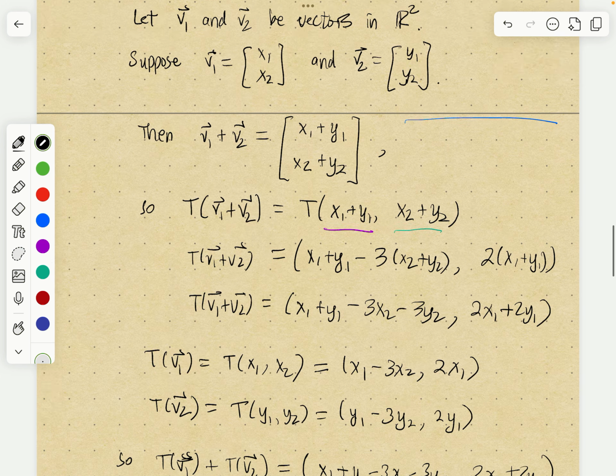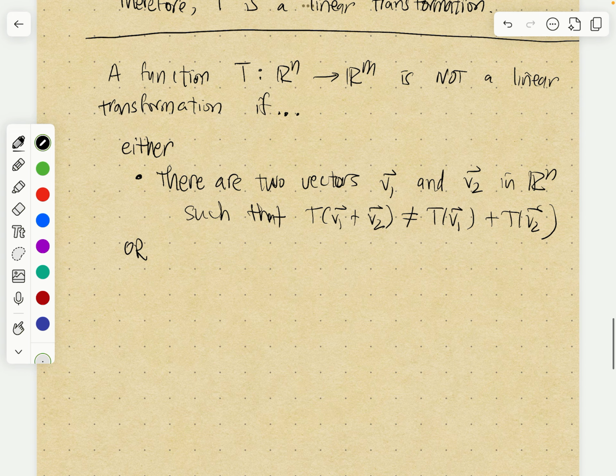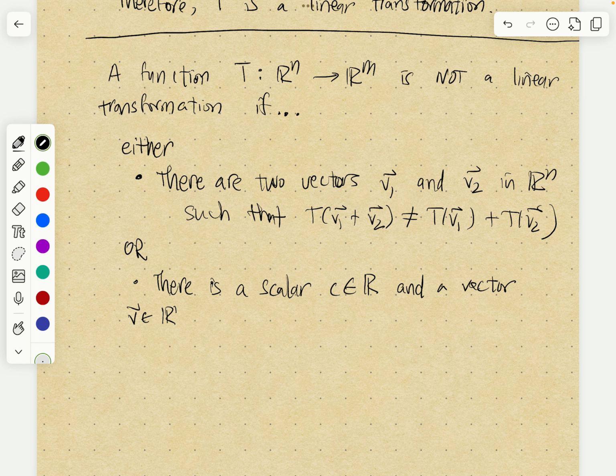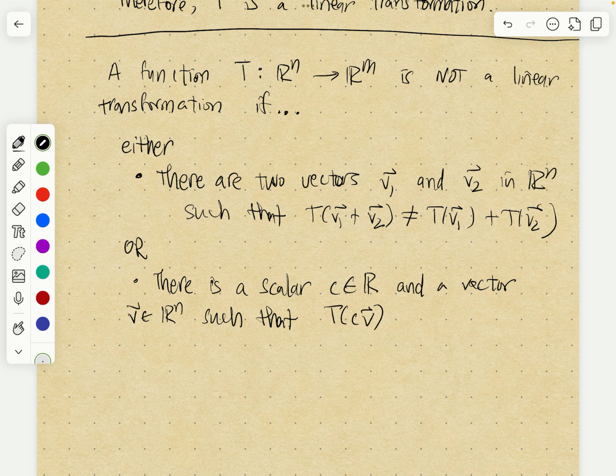So what that means is that there exists a scalar c and a vector v in Rn such that the left-hand side does not match. So T of cv does not equal c times T of v. So that's what it means for a function to not be a linear transformation.